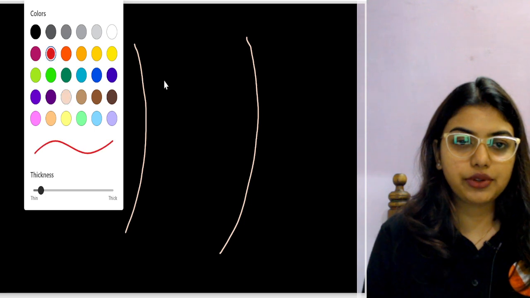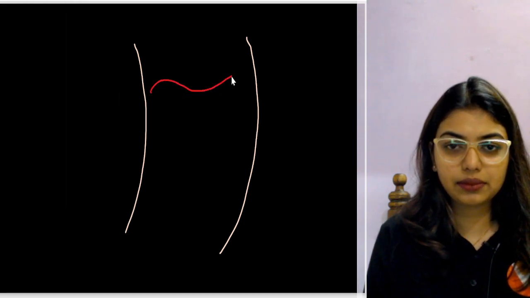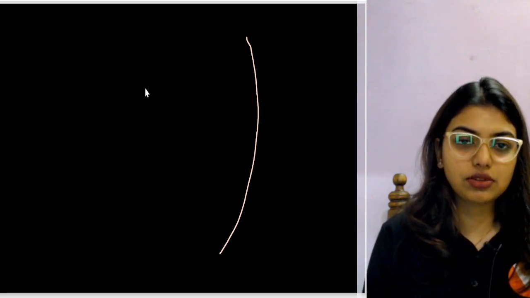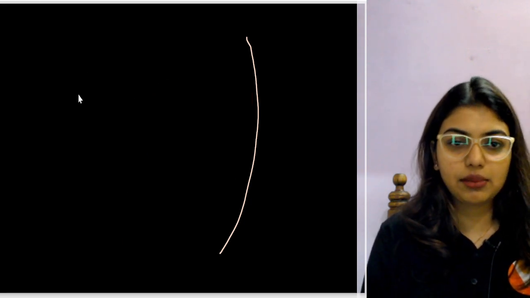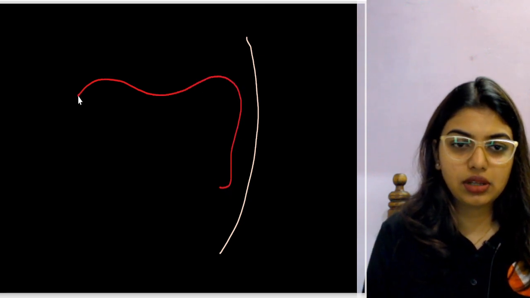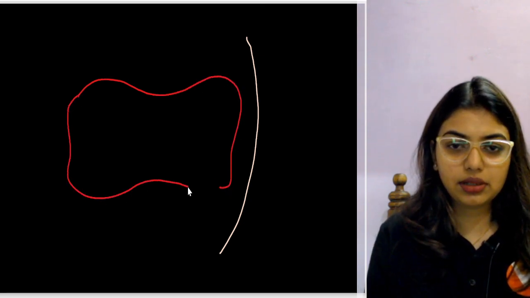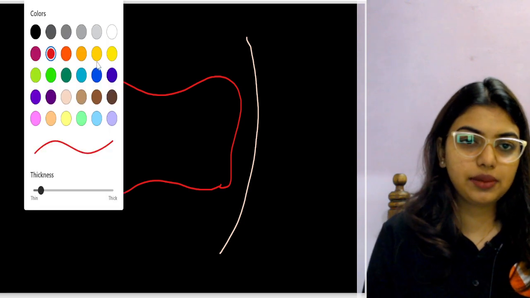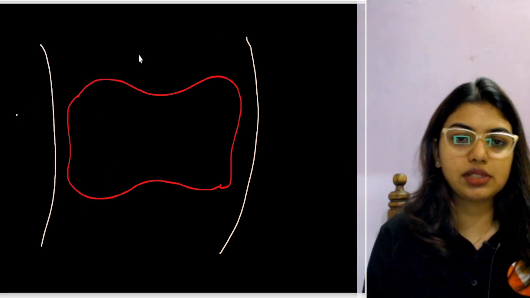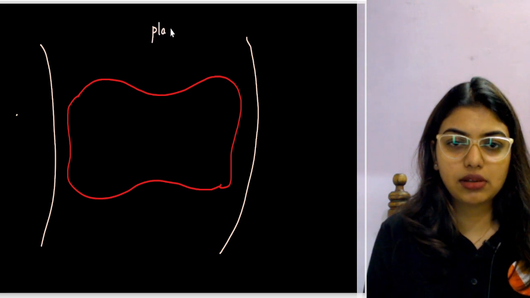Okay, now I'm going to draw an RBC. I think the RBC should be bigger. First we'll draw the RBC, students, because then I'll be able to write the whole reaction, no? Kind of dumbbell shaped. Okay, this is your RBC. This is going to be the plasma.